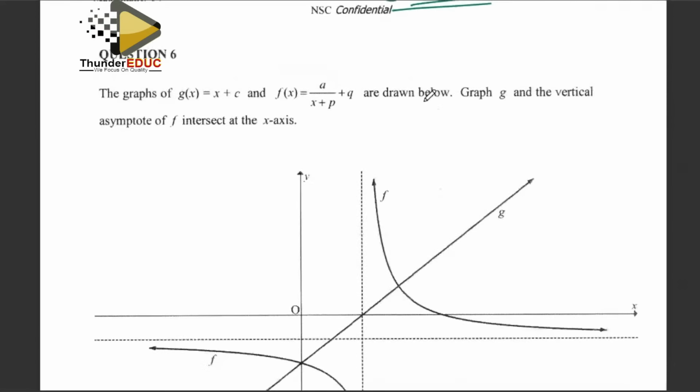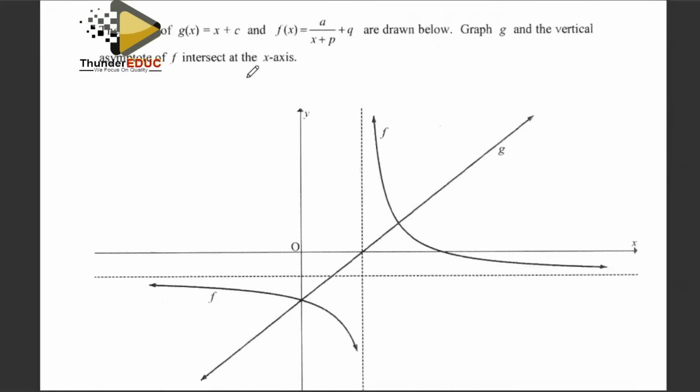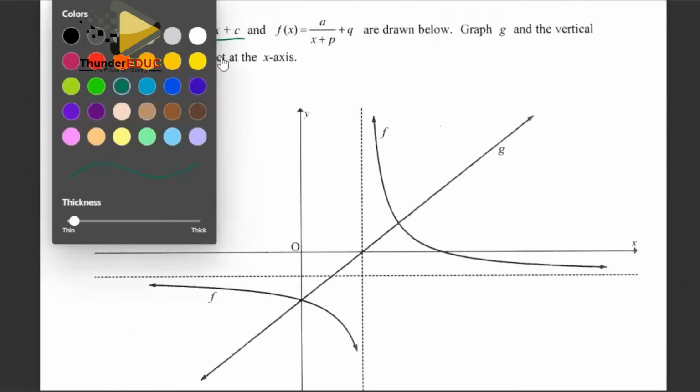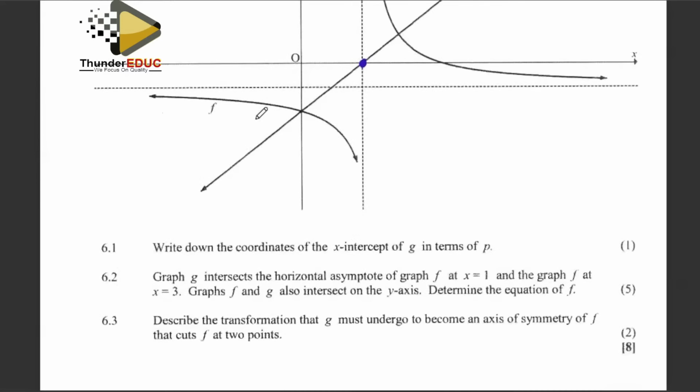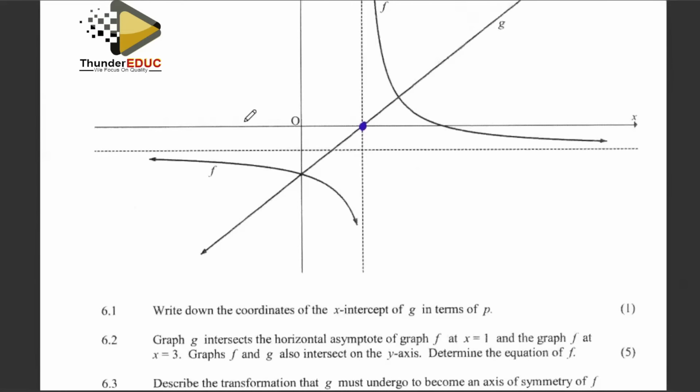All right, question number 6. The graphs, the g of x, which is just a straight line because it is x plus c, and then f of x, which is a over x plus b plus q, which is the hyperbola, are drawn below. Then graph G and the vertical asymptote intersect at the x-axis. And then 6.1, can we write the coordinates of the x-intercept of G in terms of P?